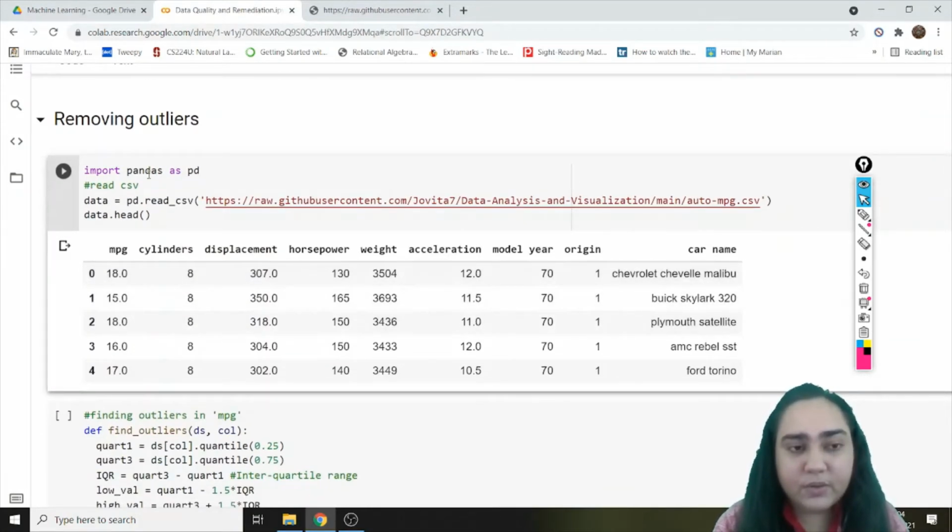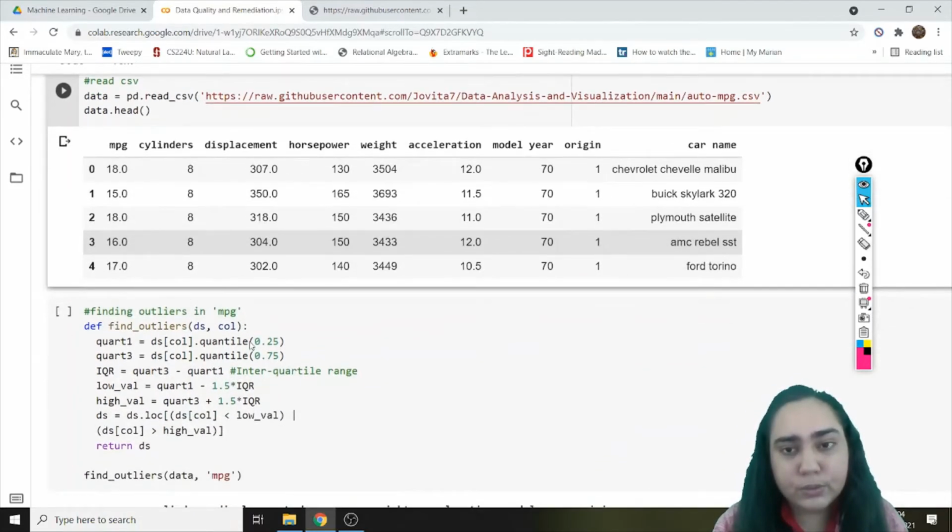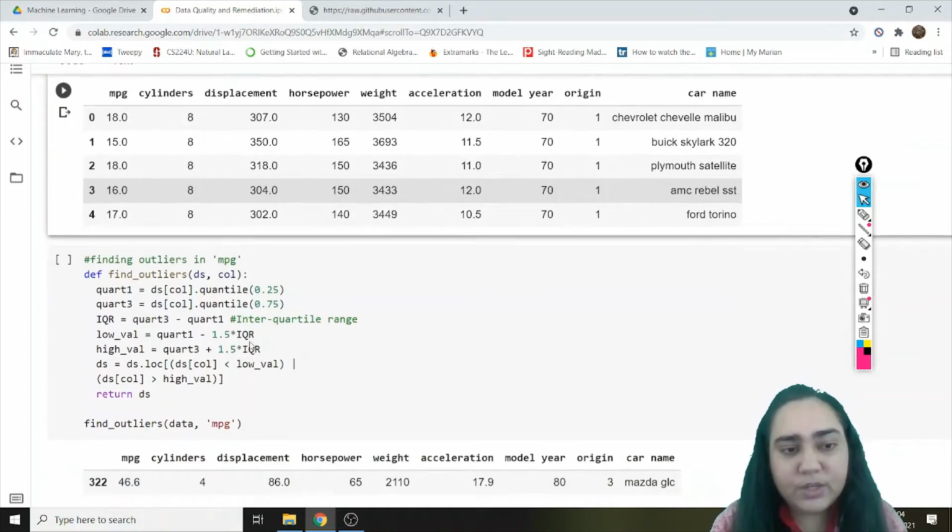And hopefully by now you are quite familiar with this function that reads a CSV file and then prints the first 5 values. Now let's define a function to find outliers. So first we just want to find outliers. We don't want to remove them yet. So how do we do that?